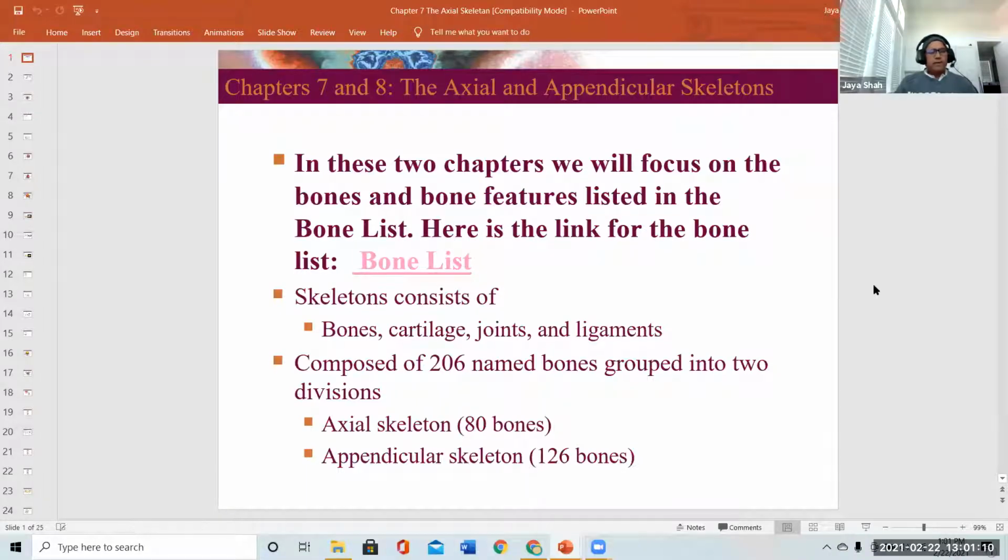And you are able to download the bone list. Please affirm if anybody has a problem with that or you have not seen that list.